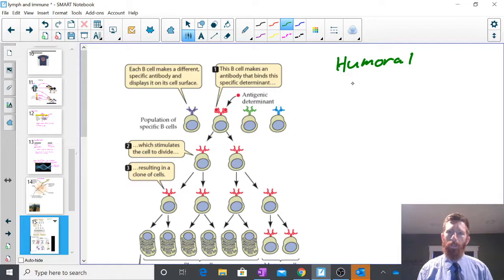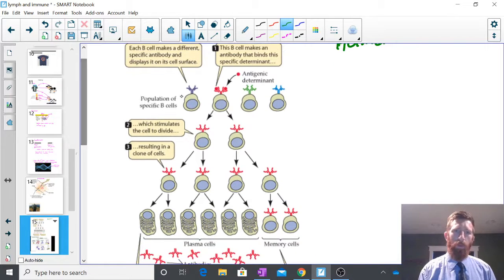All right, so this is the humoral side of the adaptive immune system. So basically, it's pretty straightforward. We have these B cells. Remember, why are they called B cells? That's right, because they mature in the bone marrow.